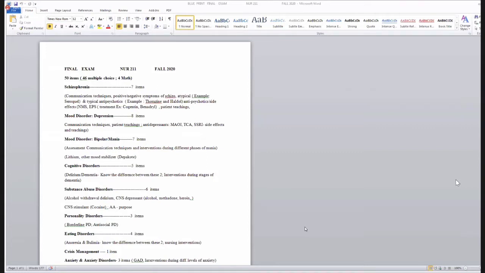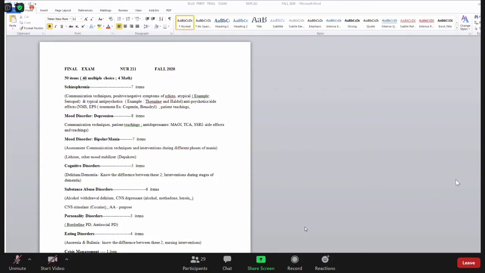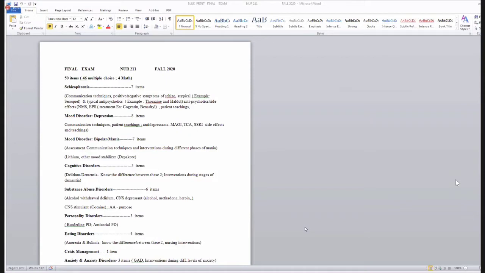So you have 50 items as usual. There are 46 multiple choice with only 2 multiple response. And of course, there are 4 math questions. The 4 math questions are very easy. There is no IV. It's a very simple computation, and you can even compute that without using your calculator. But I want you to review how to convert pounds to kilograms, kilograms to pounds, and something like that. I think I have one question on that one.